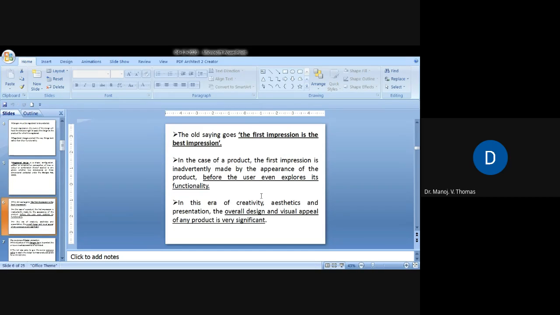The old saying goes, the first impression is the best impression. In the case of a product, the first impression is inadvertently made by the appearance of the product before the user even explores its functionality. Say, for example, when you see a mobile phone, a laptop, or a new car, the first thing that comes to our mind is the overall appearance before we explore the features, the overall look that it gives the users. That is the first impression. In this era of creativity, aesthetics, and presentation, the overall design and visual appeal of any product is very significant.